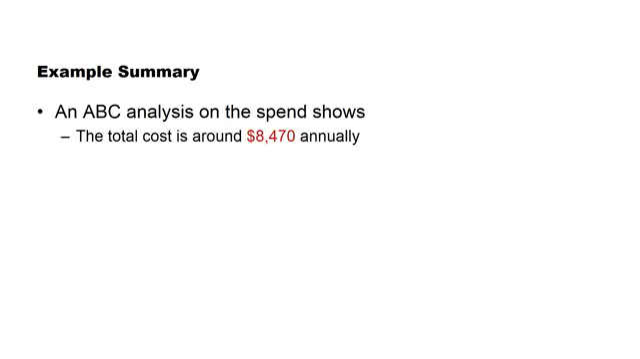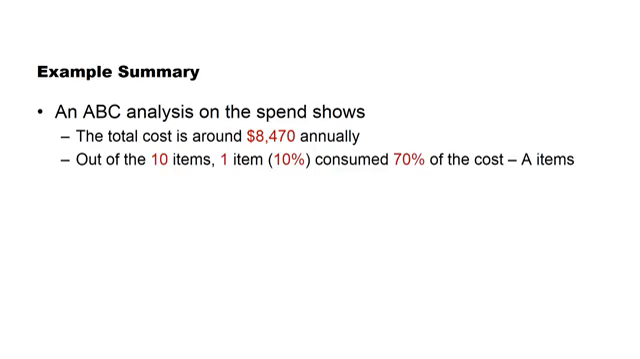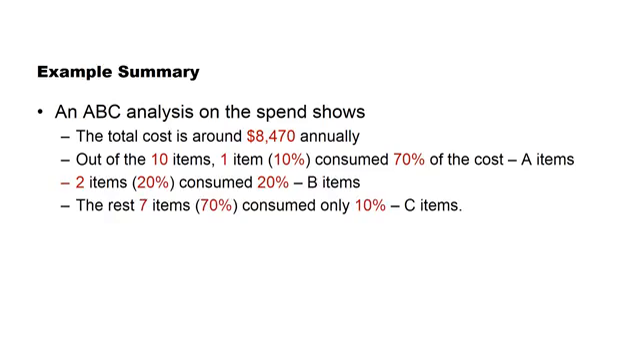To summarize the example, an ABC analysis on the spend shows that the total cost is around $8,470 annually. Out of the 10 items, one item, which is 10%, consumed 70% of the cost, that is the A item. 2 items, that is 20%, consumed 20% of the cost. These are the B items. And the rest, 7 items, 70%, consumed only 10% of the cost. So they are the C items.